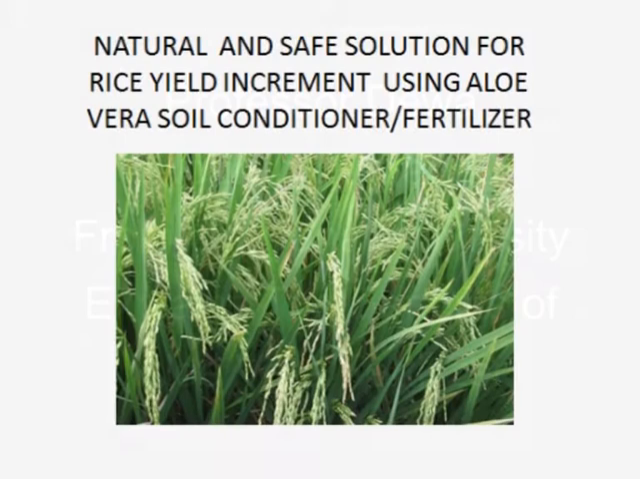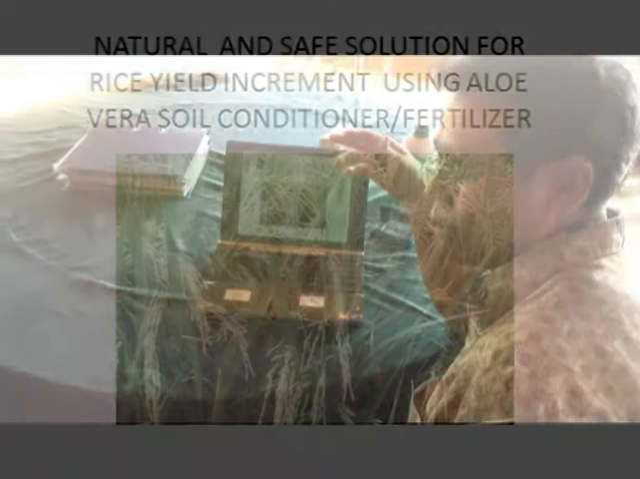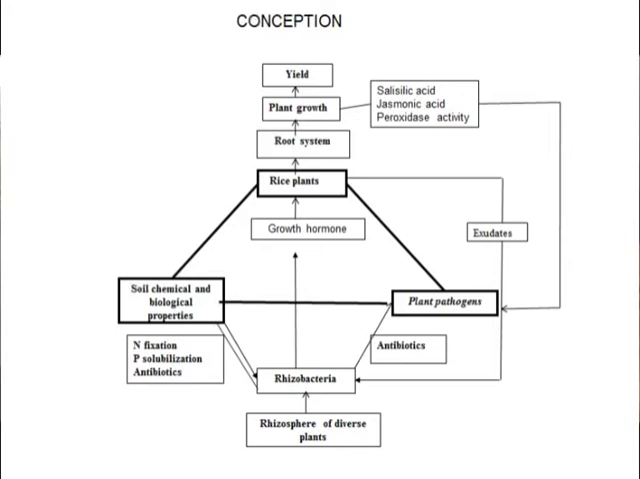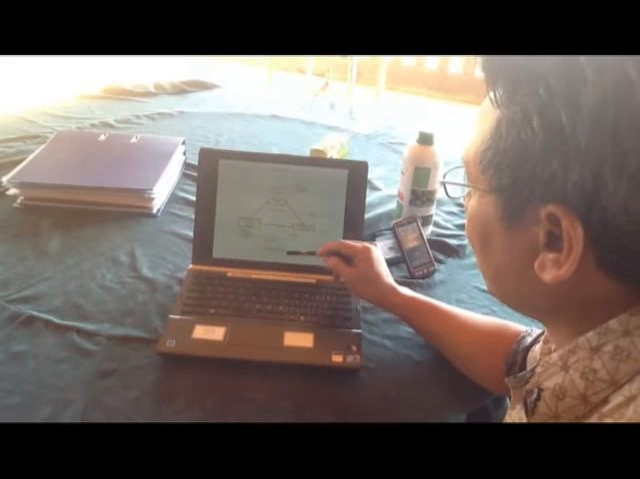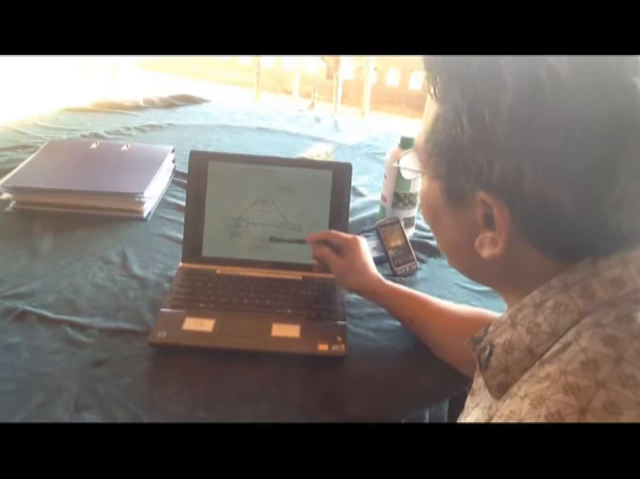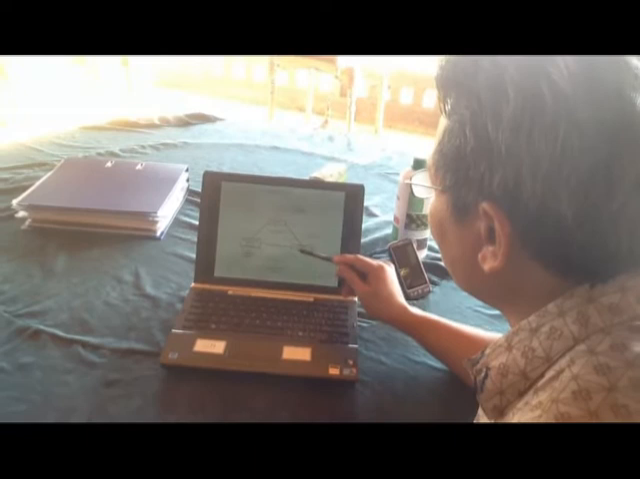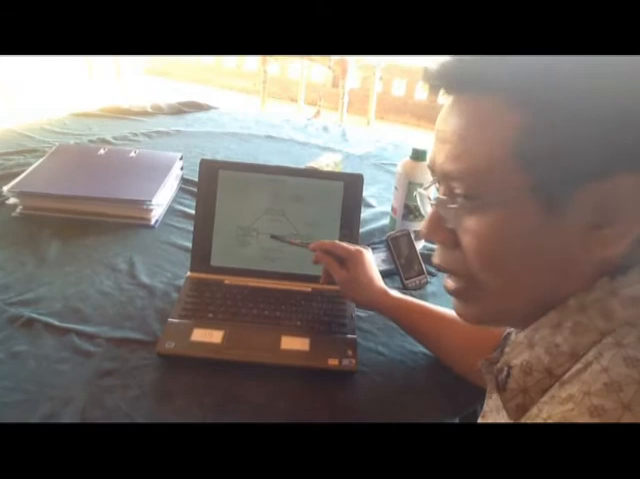Let's look for the agents that we use, what we call biological agents. Our conception is this: in the soil, around the rhizosphere of plants, there are a lot of rhizobacteria. Our focus now is to utilize these rhizobacteria to support plant growth, suppress plant pathogens, and improve soil fertility. This is the system we would like to develop.